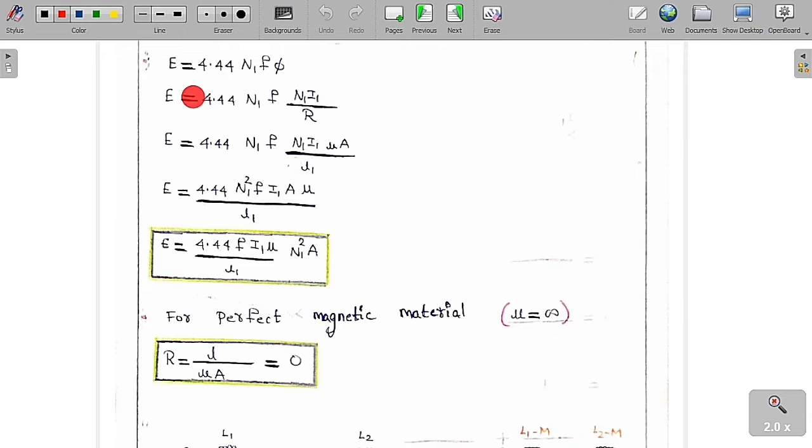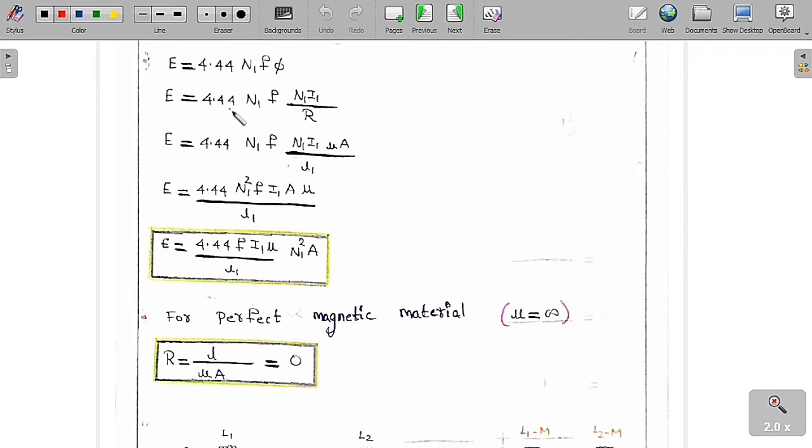So let me give you a small important point. E is equal to 4.44 N1 f φ, where E is the induced EMF in the primary coil. This is a very important formula. This is the RMS value of the induced voltage in the primary coil. If you want the secondary coil, just replace N1 by N2.